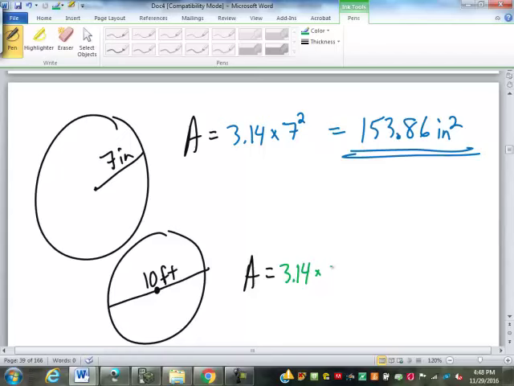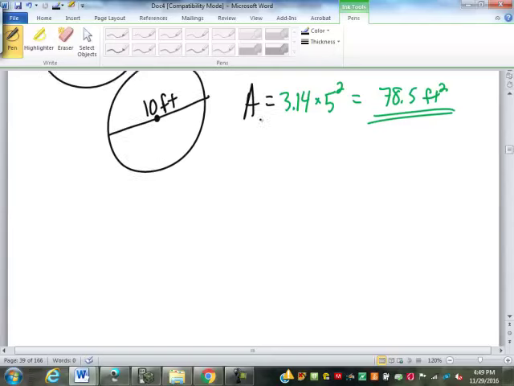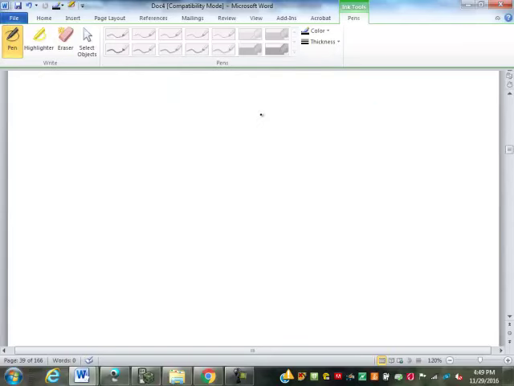So it's pi, or 3.14 times r squared. What's my r? Careful. 5. You gotta cut it in half. It's 78.5 square feet. I have to try to trick you every now and then. Well, what if it's not a full circle?